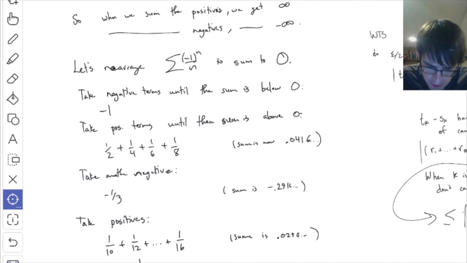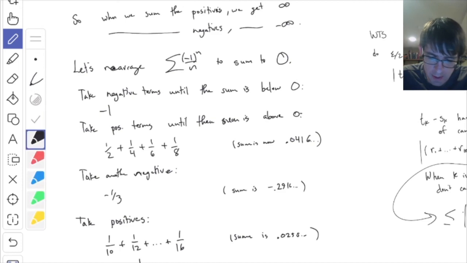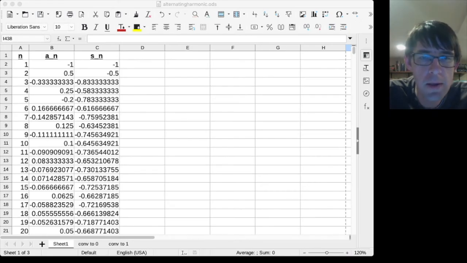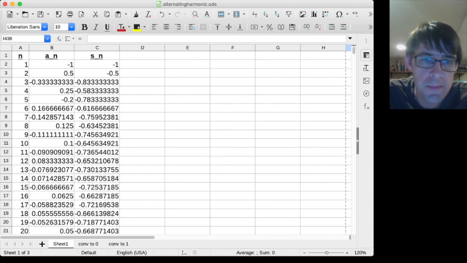So actually, I did this on my handy Excel notebook. Check it out. I would like to show you one more time. Okay, so what you see now is the same Excel sheet from yesterday. This is the one where I just take the n's in order. So down here, just 1, 2, 3, 4, 5, the standard ordering. And I have the a_n and the s_n.